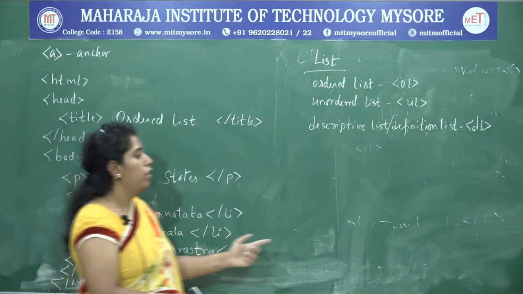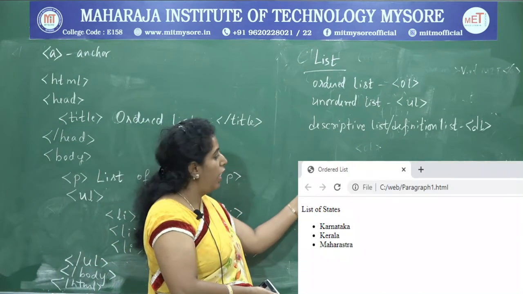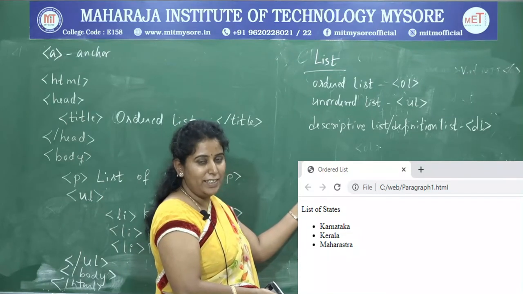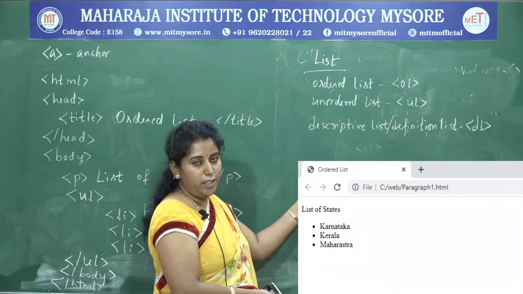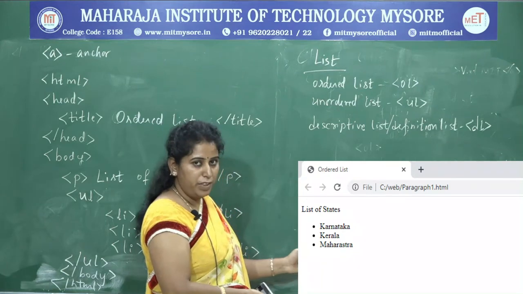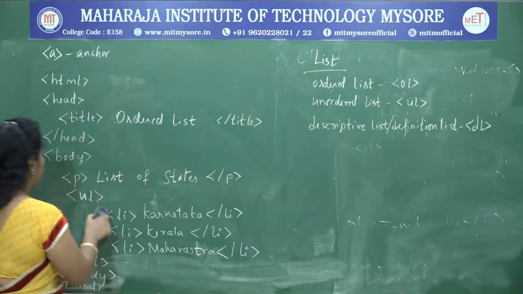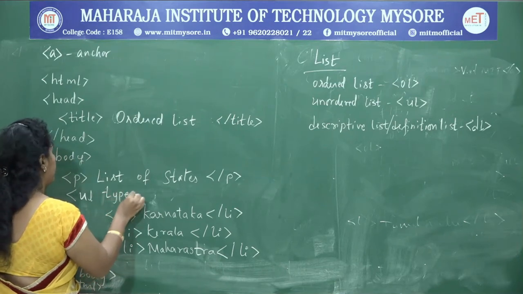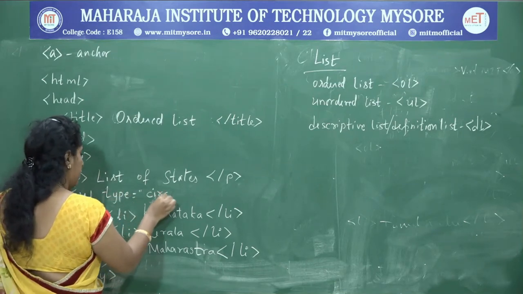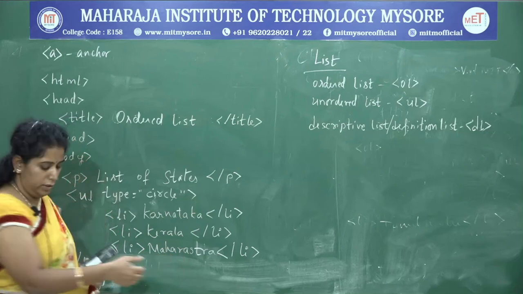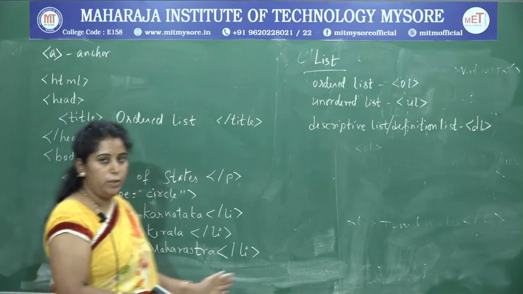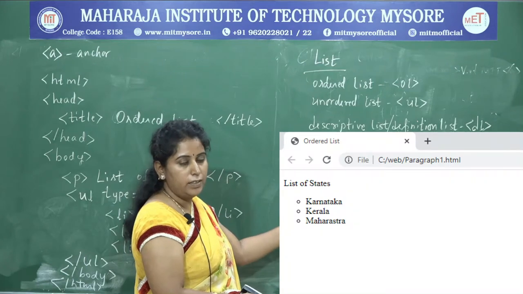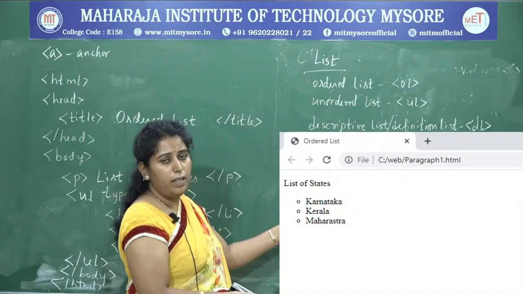Let me run the program. So now you just check the output, how it has been printed. What is the symbol used for listing that data under the unordered list? Bullets, right? Yes. So this type can also be changed like this. If you want a circle, you can use circle. So now you run the program. Finally, observe the output. Yes, the data are printed in circles.